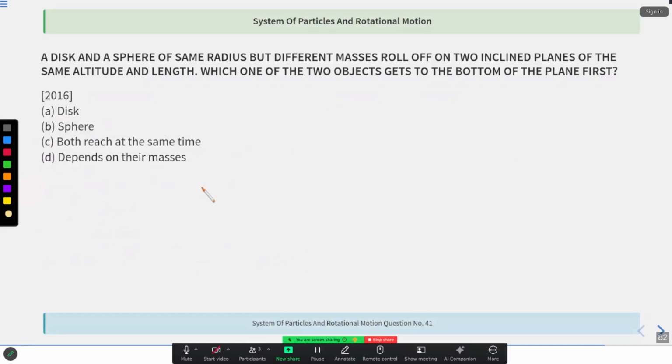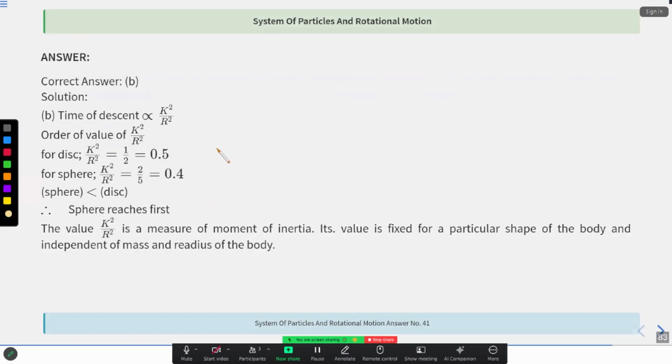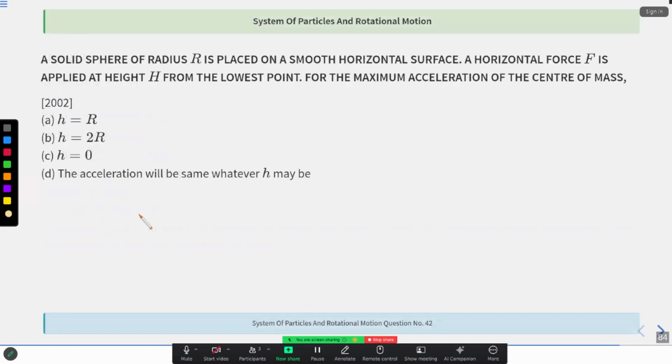Okay, 2016 JEE Mains. A disc and a sphere of same radius but different masses roll off on two inclined planes of the same altitude and length. Which of the following objects is going to get to the bottom first? So using time of descent is directly proportional to k square by r square, correct? The value of k square over here is 0.5, and here it is 0.4, right? Sphere is less than disc. As you can see, the time of descent, which means that sphere will reach first. So sphere is obviously going to reach first. Okay. Let's move to the next question.